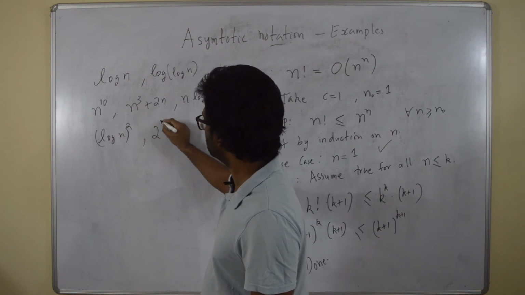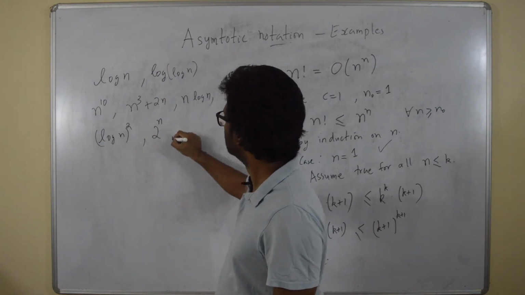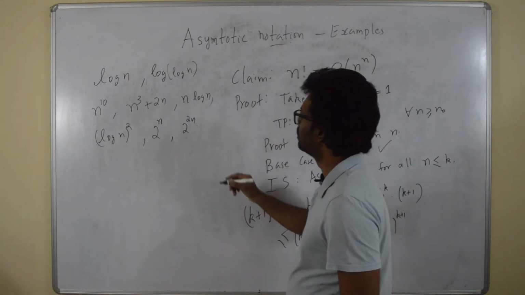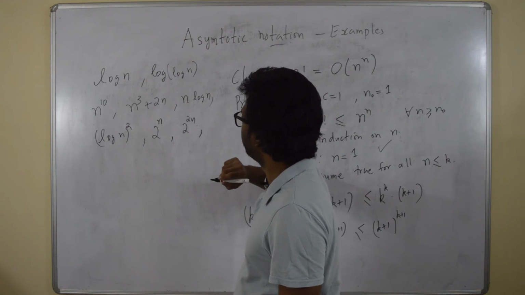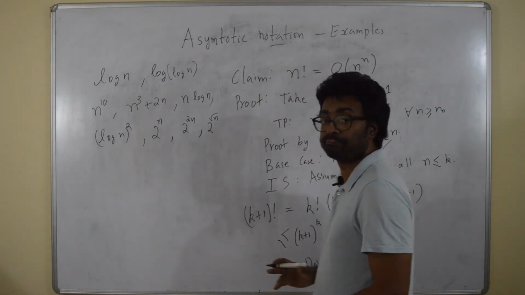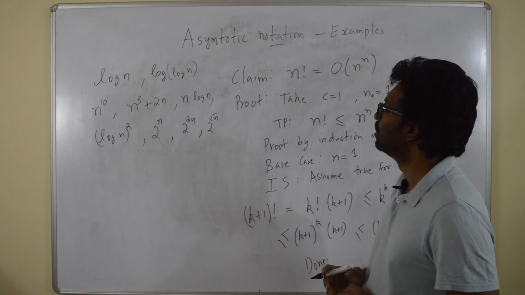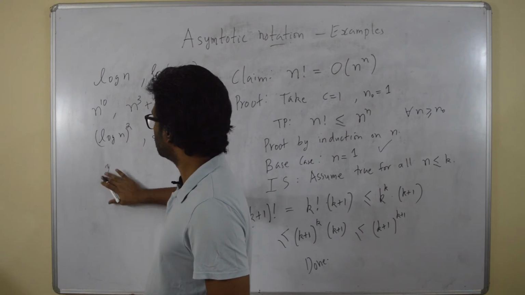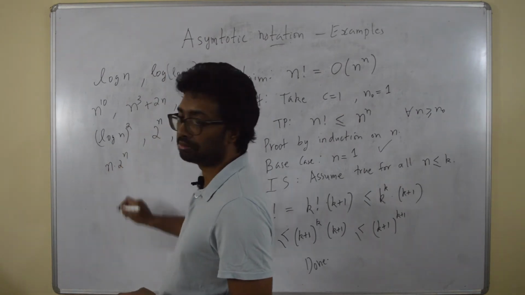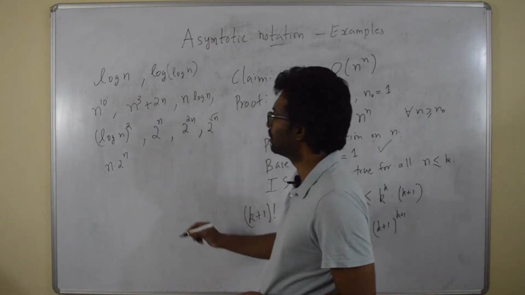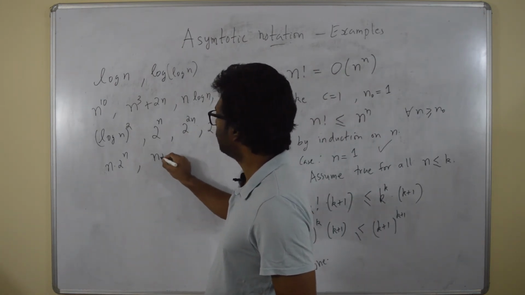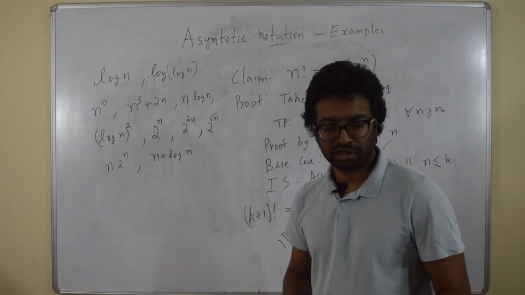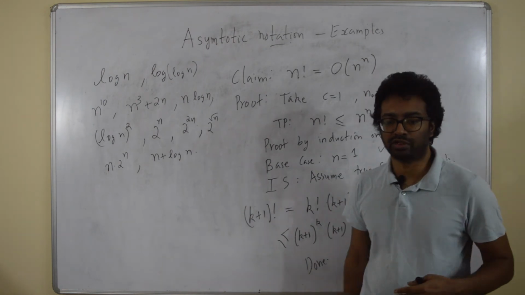What is 2 raised to n, 2 raised to 2n, right? 2 raised to root n. Okay. Now let's see. n times 2 raised to n. Okay. So n plus log n. Right. Now I'm going to list them according to its rate of growth.